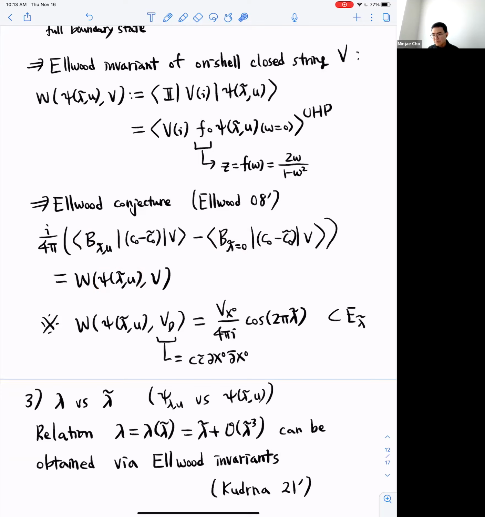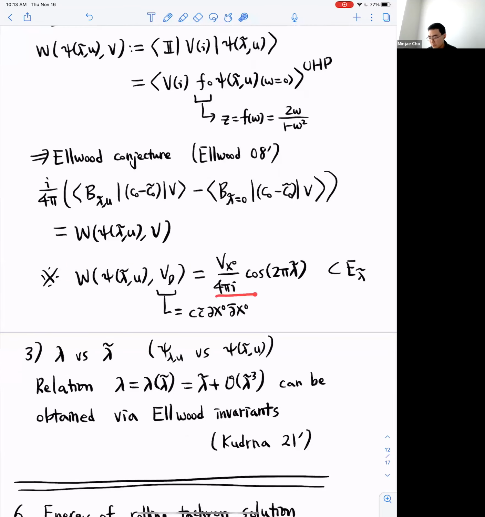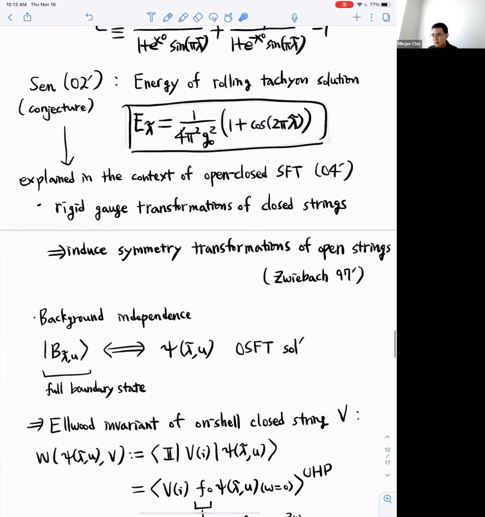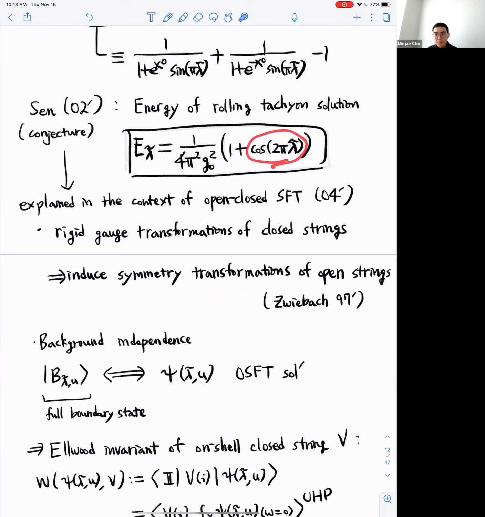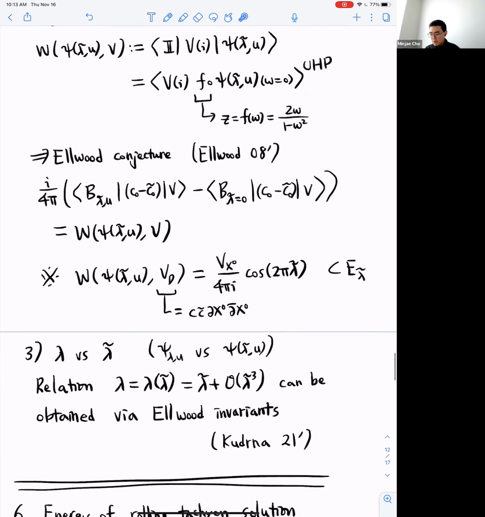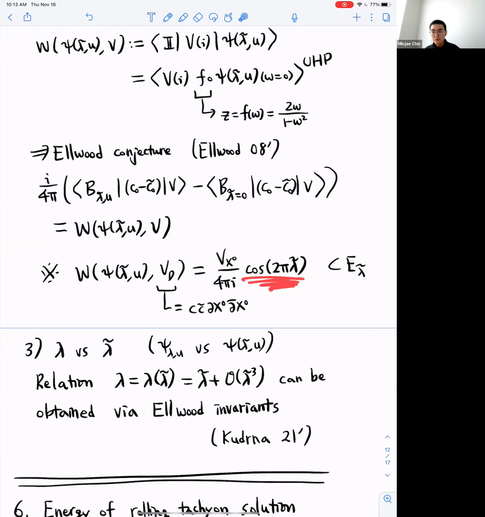There is one particular Ellwood invariant which I would like to discuss here in our case, and that is something called the zero momentum dilaton. Okay. This is on shell, so there is no problem discussing its Ellwood invariant. And the boundary state description tells us that it is actually given by cosine 2 pi lambda tilde. And we already saw this cosine 2 pi lambda tilde here. So what this is saying is the dependence of the energy on lambda tilde is actually contained in this Ellwood invariant.